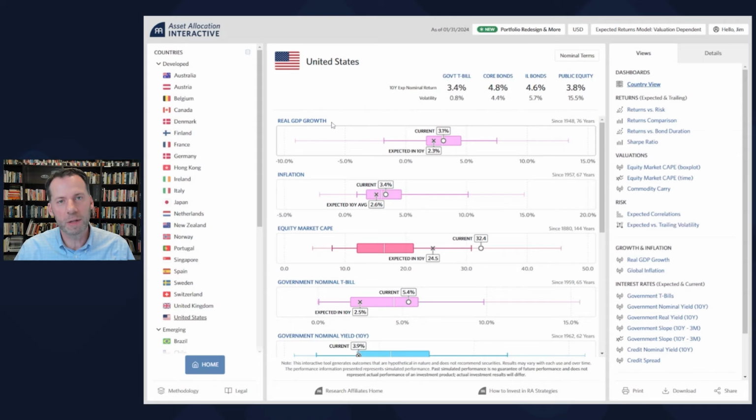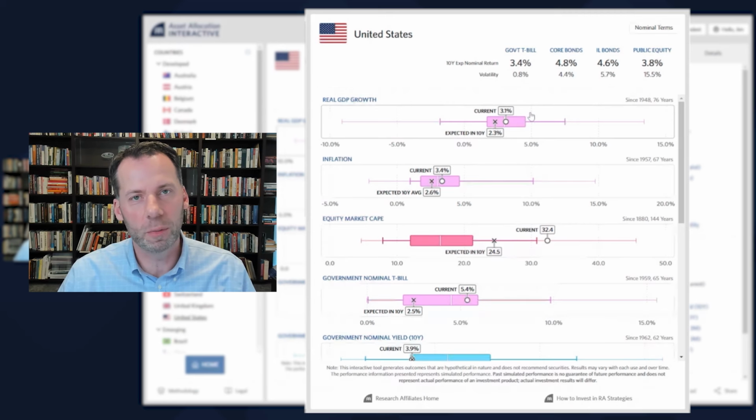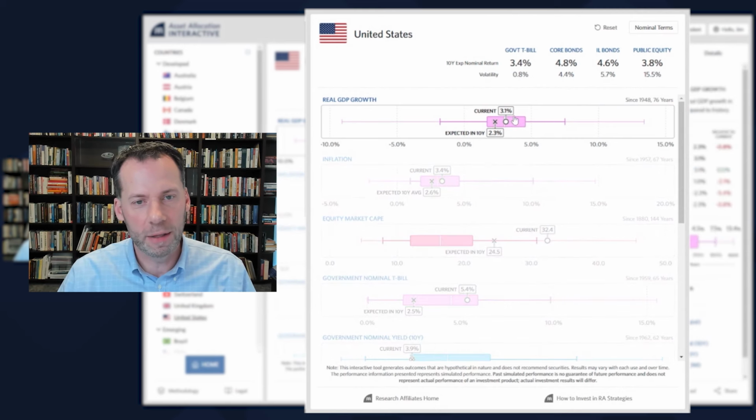Starting with real GDP growth, we can see the box plot here of historical real GDP growth across the US all the way back to 1948. Currently, the real GDP growth is 3.1%. We expect that to fall down to 2.3%, so about 80 basis points of reduction in real GDP growth between now and 10 years hence. That's well within the interquartile range, nowhere near the minimum, maximum, or even the fifth and 95th percentiles.